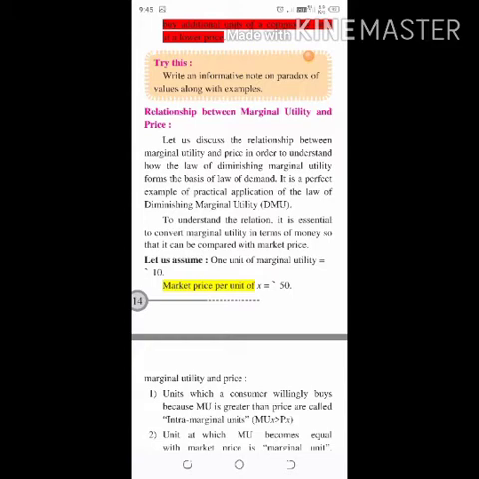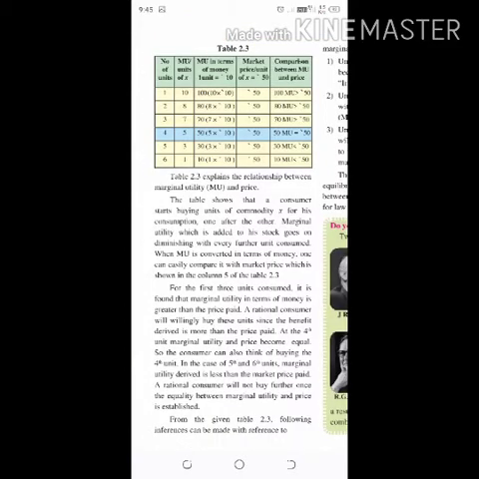It is a practical application of the law of diminishing marginal utility, that is DMU. To understand the relation, it is essential to convert the marginal utility in terms of money so that it can be compared with the market price. Let us assume that 1 unit of marginal utility is equal to rupees 10 and the market price of 1 unit is rupees 50.